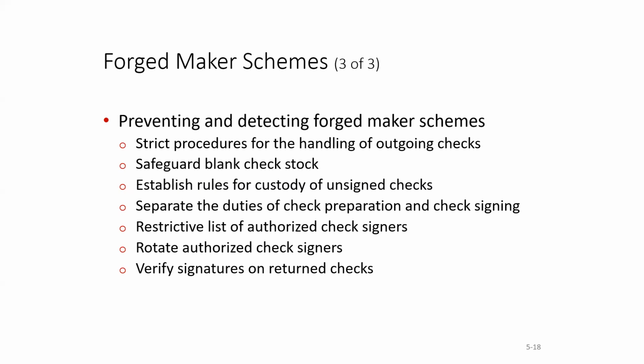Restrictive list of authorized signers. So only certain people should be allowed to have signing privileges, and that privilege should rotate. The signers should verify their signature on returned checks to make sure that the signature is correct, because we could have those freehand signatures that are not our own signature. So that could be another thing that we could do.